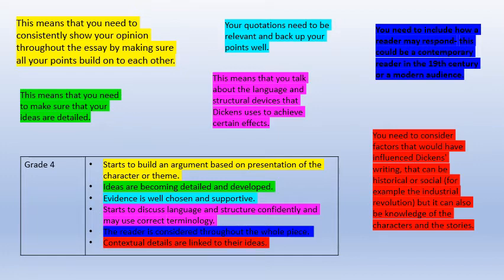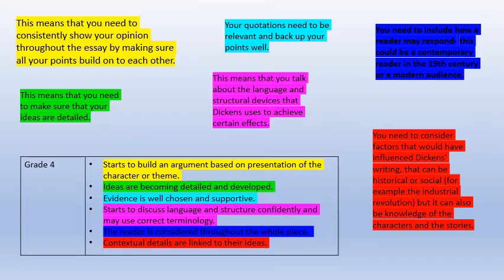In green there, ideas are becoming detailed and developed. This means that you need to make sure that your ideas are detailed. In the light blue there, evidence is well chosen and supportive. That's evidence, quotations, and they need to be relevant and back up your points well. In purple, starts to discuss language and structure confidently and may use correct terminology. This means that you talk about the language and structural devices that Dickens uses to achieve certain effects. So we've done loads of that. That's PEEL, isn't it? It's close word analysis and talking about structure.